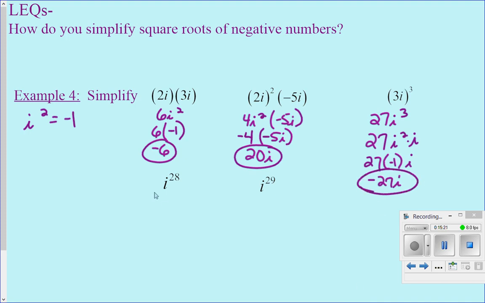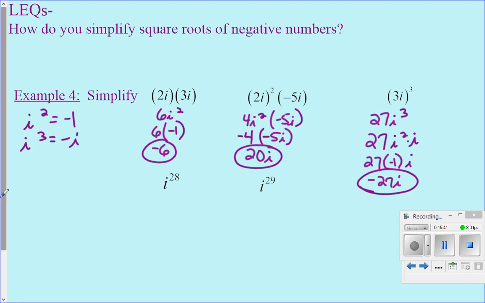Next, we want to simplify i to the 28th. Well, we have to think about how we're going to do that. So we just did i cubed, we did i squared. So I'm going to write i cubed here. I'm going to add that to our list. i cubed, remember, was i squared times i, which is negative 1 times i, which is negative i. We're going to add a few more to our list.